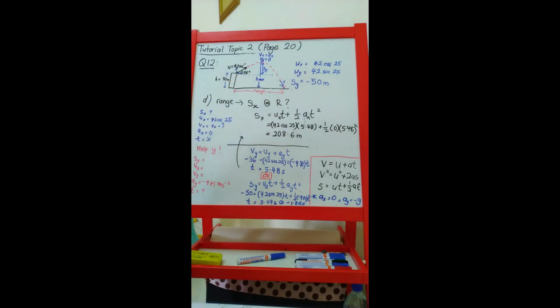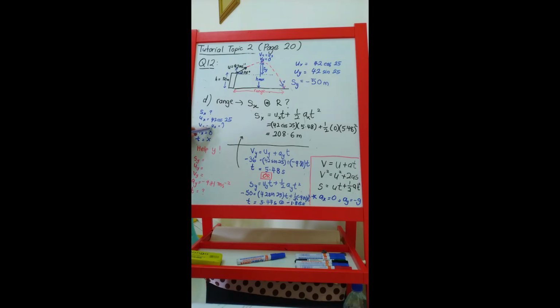So you should know automatically that you need to find Sx, or you can also label it R. I'm going to label it as X so that you can differentiate between X and Y. Okay, so we need to find Sx. So write down SUVAT. S, you need to find. Ux, you have the value 42 cos 25.